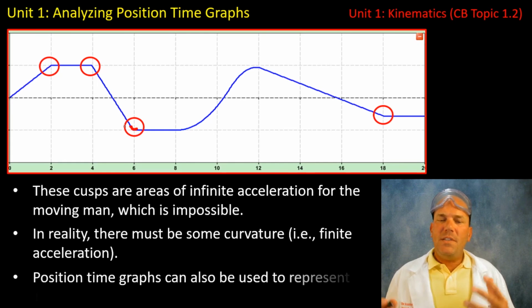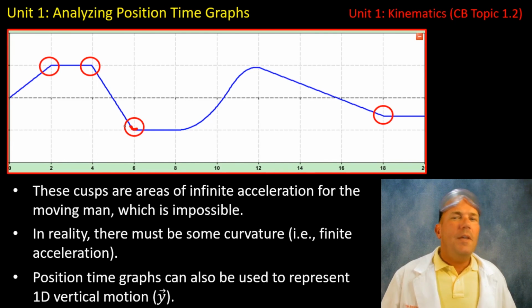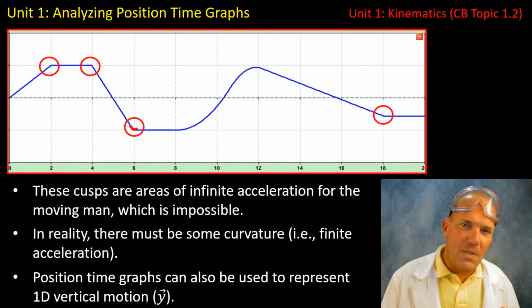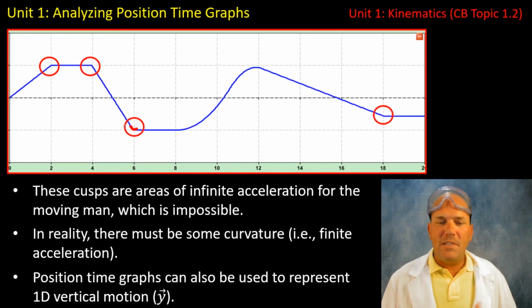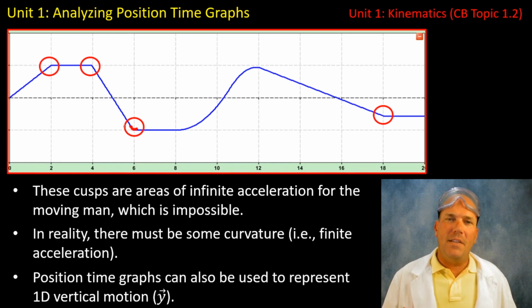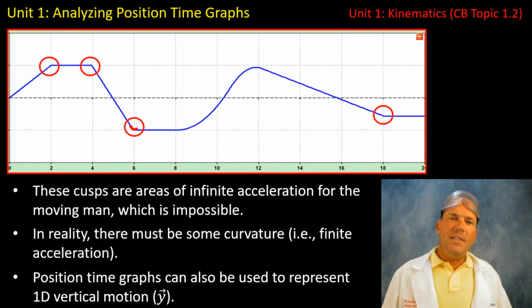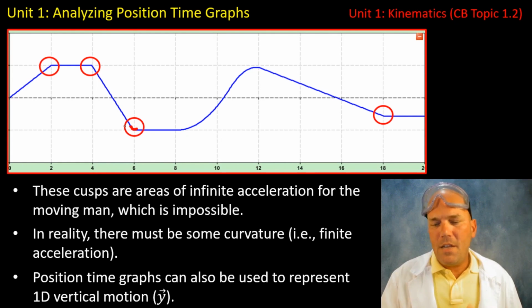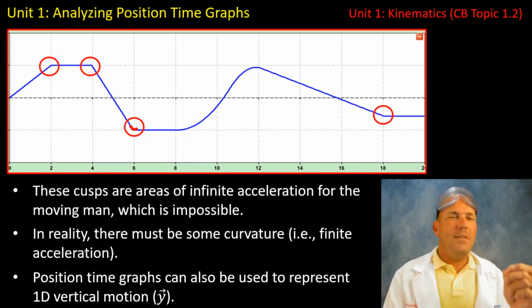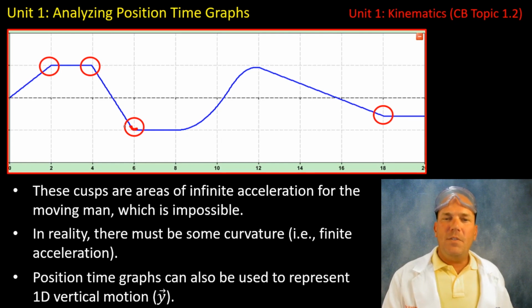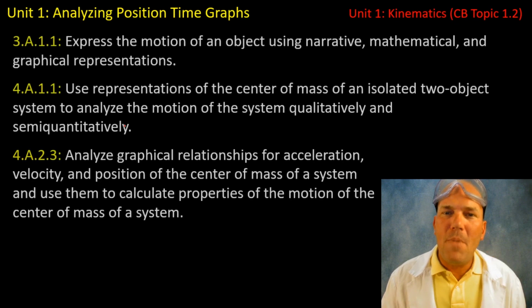Now, position time graphs can also be used to represent one-dimensional vertical motion. Recall, we denote that with the symbol y, and the arrow is also used to denote the fact that it is a vector quantity. I'm going to teach you how to analyze position time graphs looking at vertical position in an upcoming video and in class, but you'll be happy to know you're pretty much doing the exact same things that I've taught you for this horizontal motion.